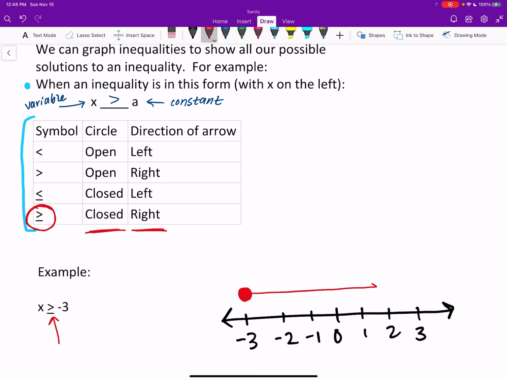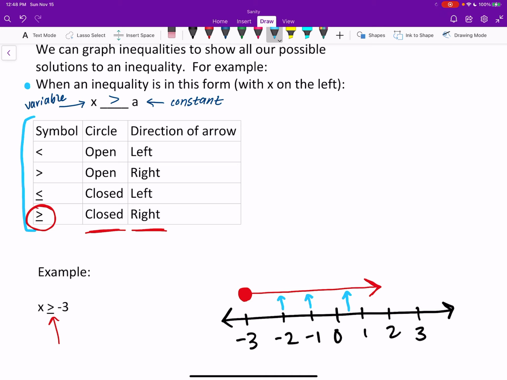It is pointing to all of the x values that are greater than or equal to negative 3. The reason why I used a closed circle is to show that we could include negative 3 in our solution set. So that arrow is describing that negative 1 is a part of that graph. 1/2 is a part of that graph.